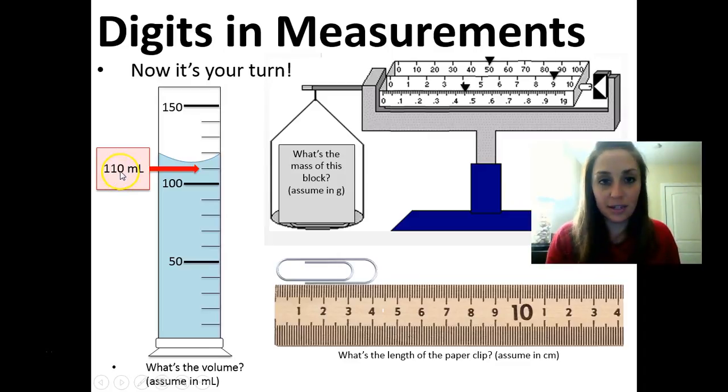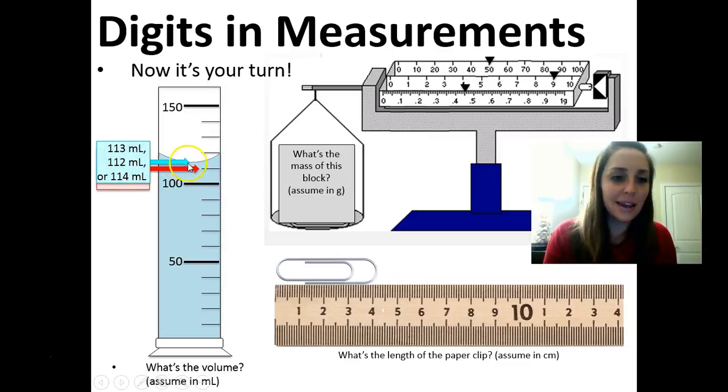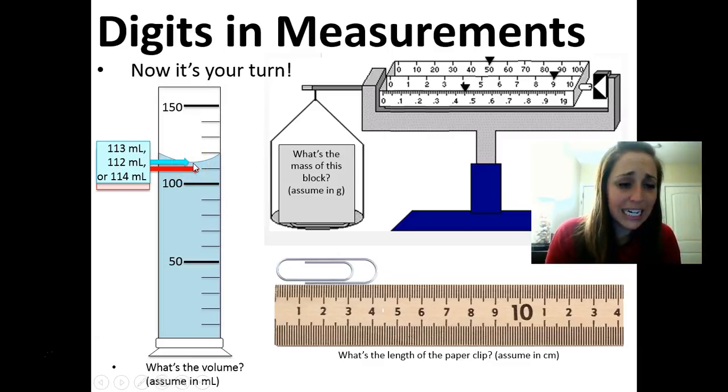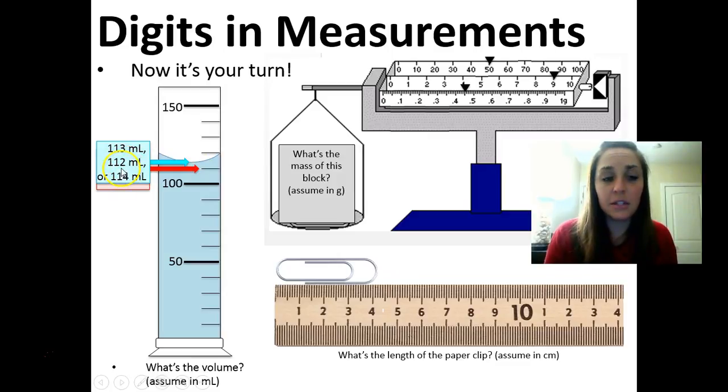This 0 is not significant. I haven't said it's included yet. So that's where I'm estimating. Any of these would be appropriate measurements. 113 milliliters, 112 milliliters, 114 milliliters. All of those would be fine because you're estimating, and it's kind of hard to see. Earlier I said 113, I'm kind of thinking 114 now, but any of these are fine because you're estimating that last digit and they're all pretty darn close.